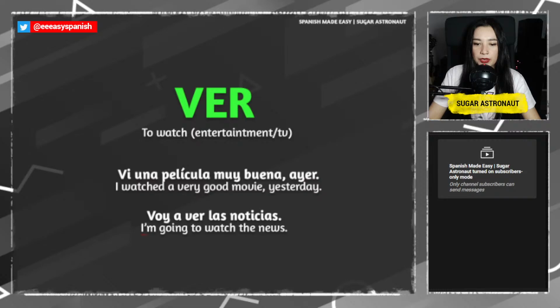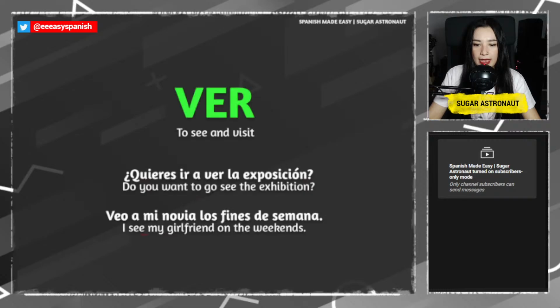We have one more use for this verb, and then we will talk about mirar. Okay? Ver can be used when seeing or visiting someone. Okay? So if you want to visit a friend, or if you want to go somewhere to see something like an exhibition, then you can use the verb ver. Okay? Now, let's look at some examples.